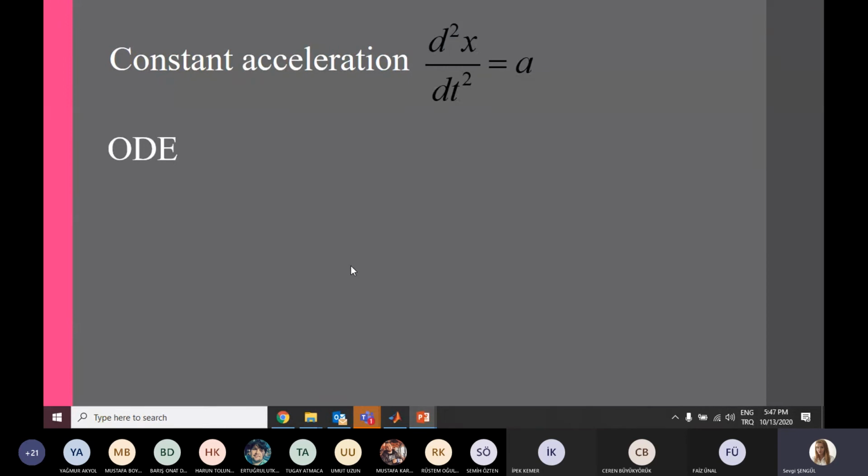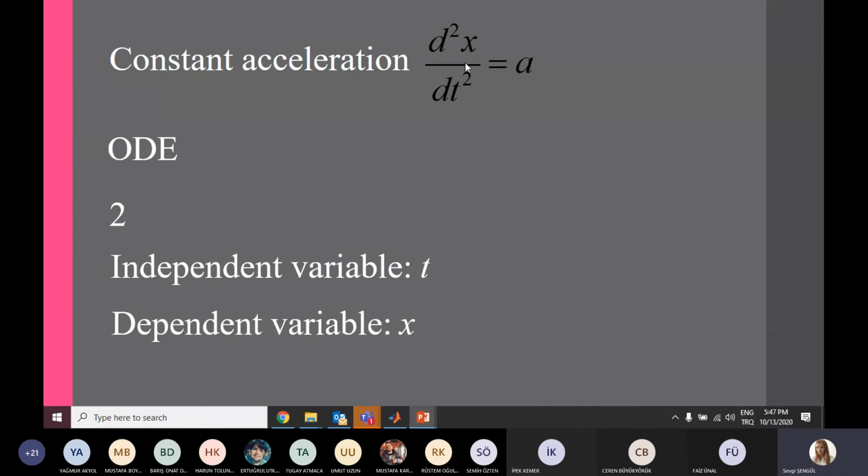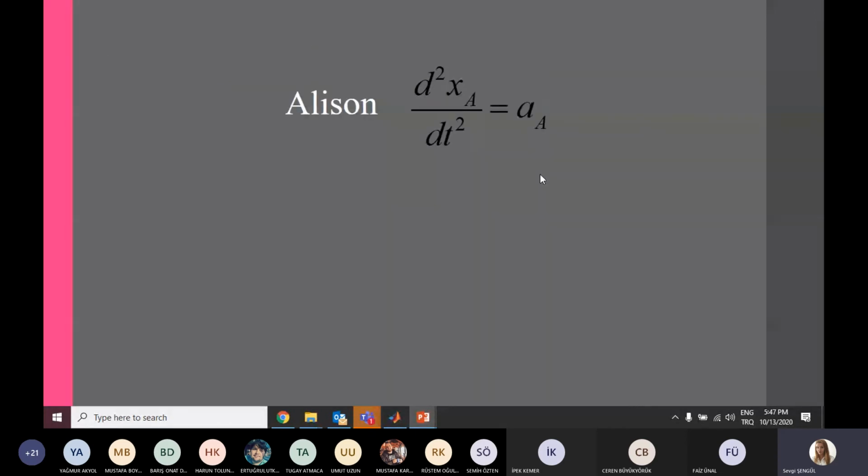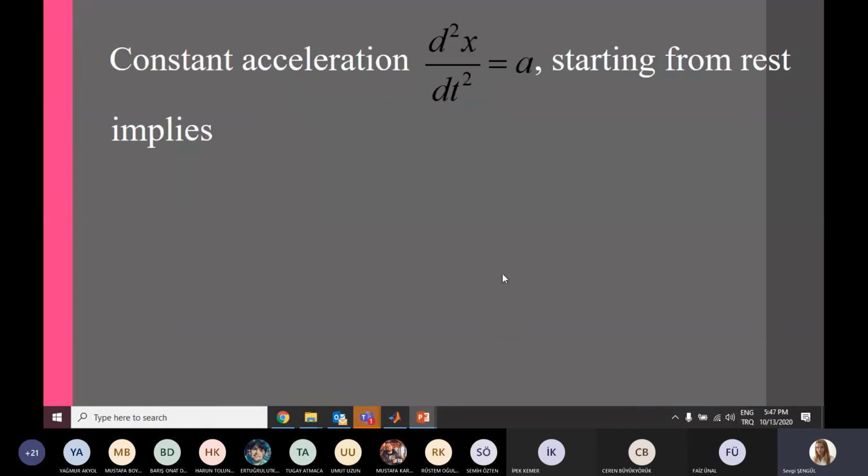And this is an ODE. This is a second order ODE. Independent variable is time. Dependent variable is position, and this is linear. And if you have a linear ODE at any order, you can solve it easily. Okay. So for Alison, you can write this model. You can write this model for Kevin. And the constant acceleration starting from rest implies that just solve this one, which means take the integral twice.